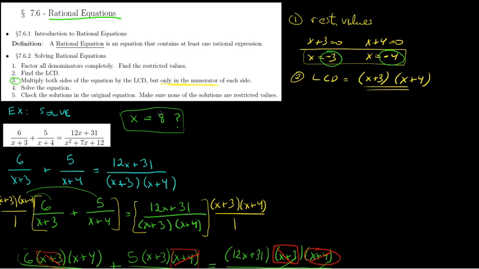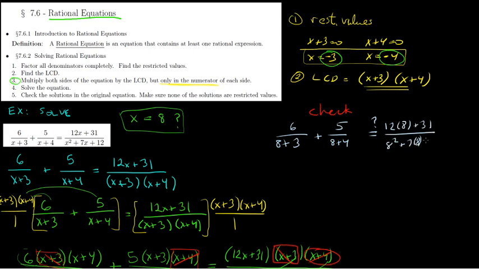Okay, so that's a good sign. That's a good indication that this probably is the correct answer. The other thing, of course, you should do is check by plugging in 8 everywhere you see an x. So 6 over 8 plus 3 plus 5 over 8 plus 4. Does that really equal 12 times 8 plus 31 all over 8 squared plus 7 times 8 plus 12?